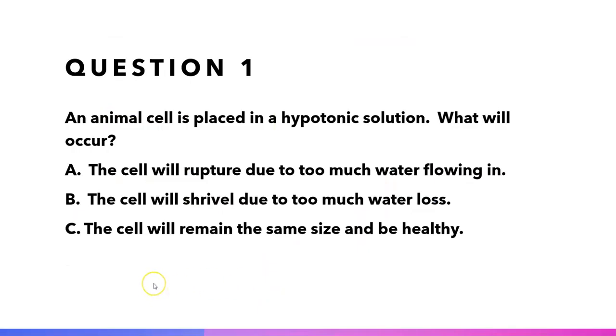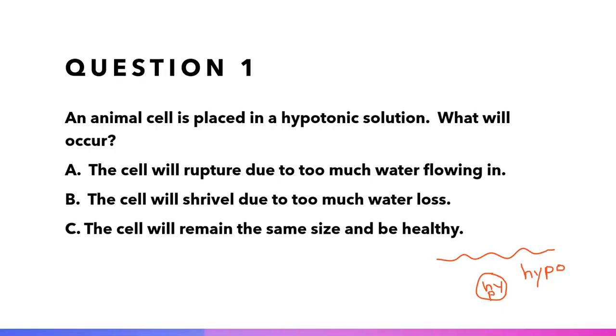All right, so question time. Let's see if you can answer a question. Test your knowledge. We have an animal cell that is placed in a hypotonic solution. What will occur? For these, I always like to draw something out. So there's my liquid and there's my animal cell. We know that hypo means less, so the solution has to be hypo. That means the inside of our cell has to be hyper.